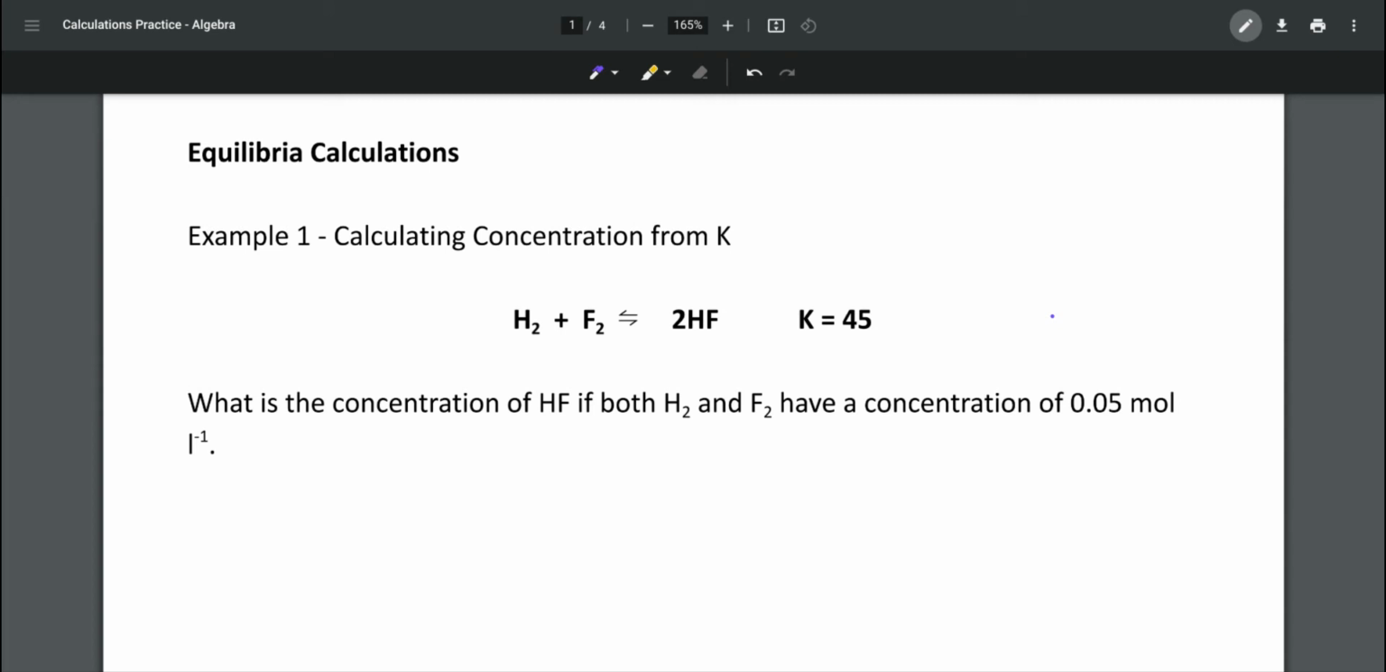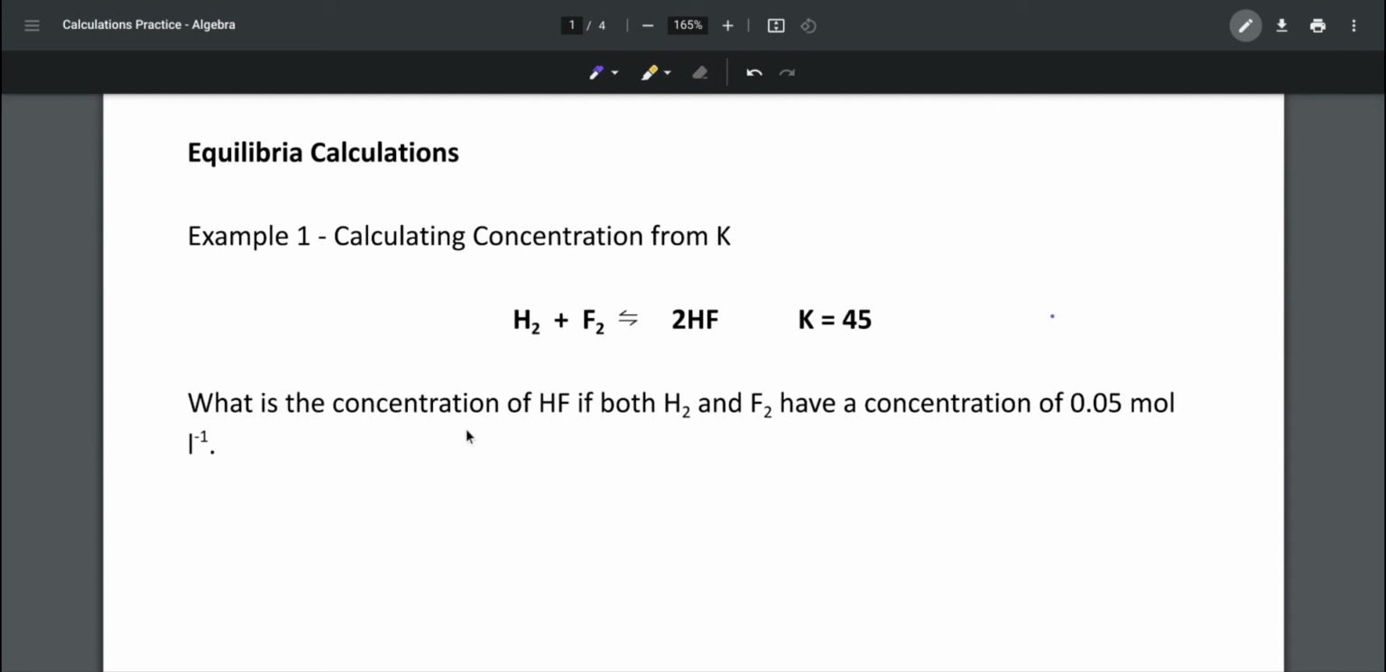So, first example is calculating concentration from K. So we discussed what K is last day. It's our equilibrium expression for how this reaction is proceeding. Is it lying towards the left at the reactant side or is it lying towards the right? So what we could be asked is, given K, can we calculate the concentration of either our products or reactants?